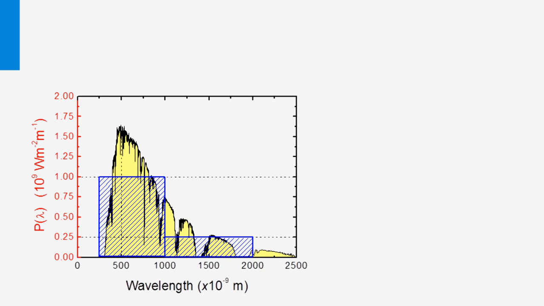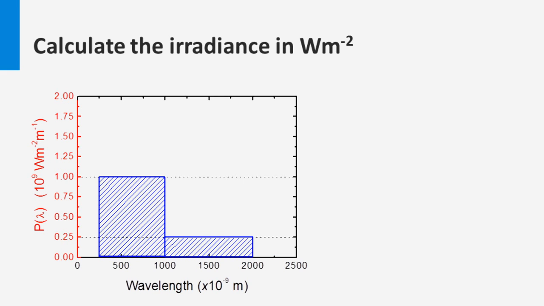To make a simple estimation of the irradiance, we simplify the spectrum with 2 rectangles, one going from 250 nanometers up to 1000 nanometers and one going from 1000 nanometers up to 2000 nanometers. Using this simple approximation, we are able to calculate the irradiance and photon flux and have a first estimation of irradiance and photon flux of a typical AM 1.5 solar spectrum.